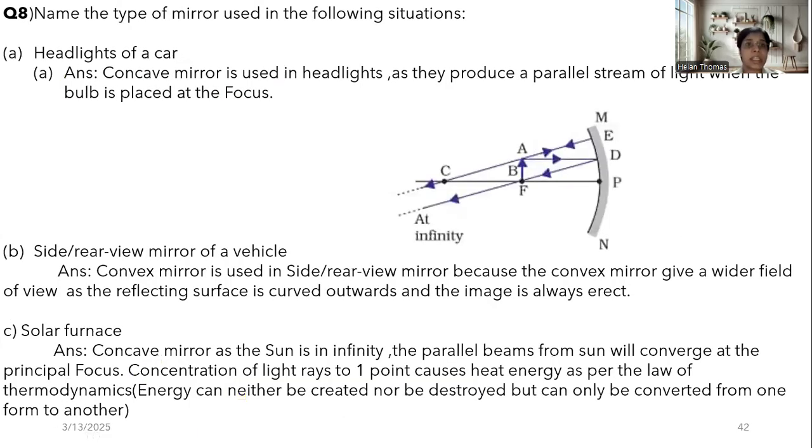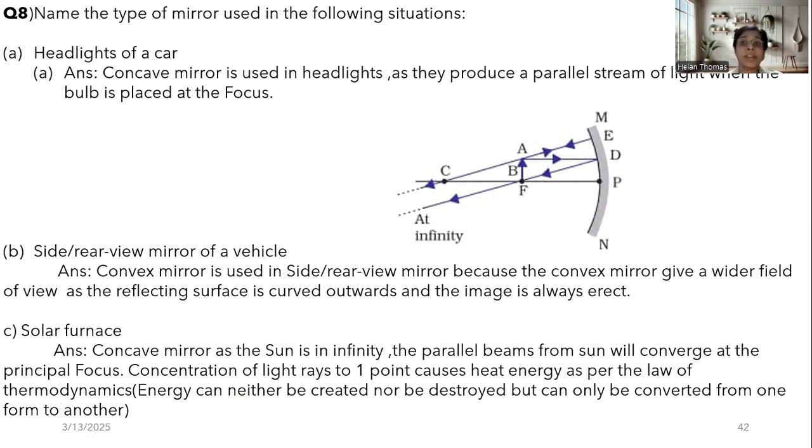The next question, 8th question: name the type of mirror used in the following situations. Headlights of a car. So headlights of a car, what do you want there in the headlight? You want a concentrated or converging beam of light, so that those converged rays will light up the path that you have to follow.